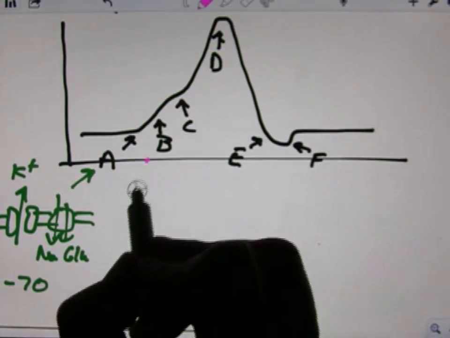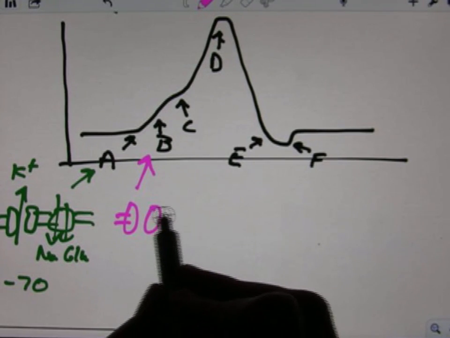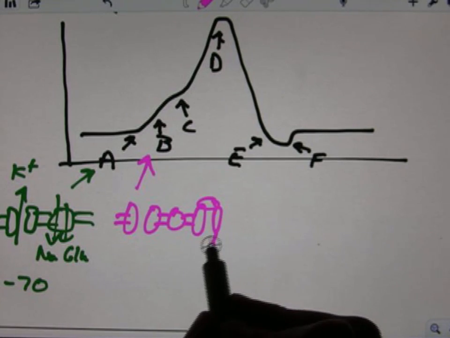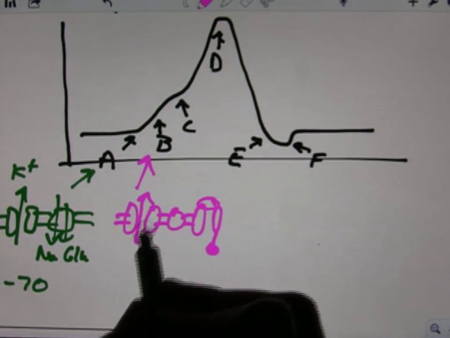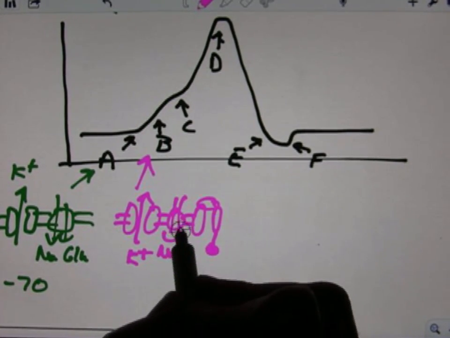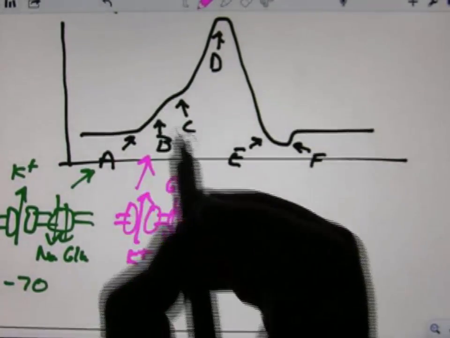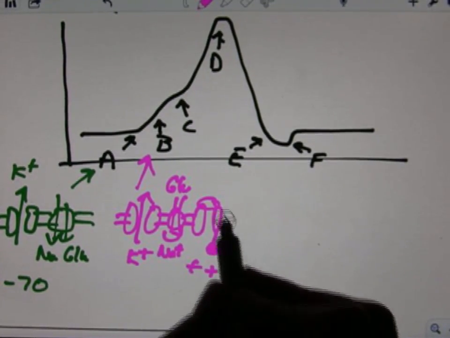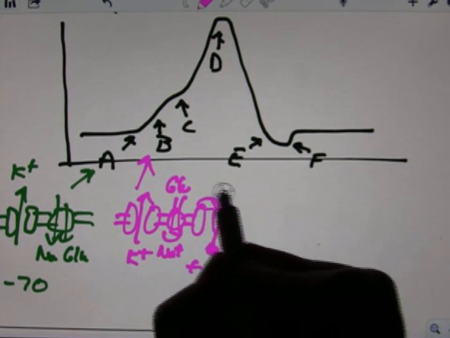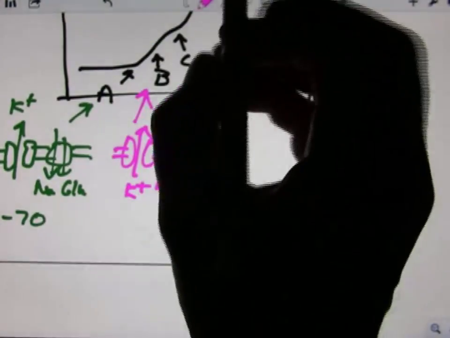At B, we have the same set of potassium leak channels and secondary active transporters. But at B, we're getting some positive charge accumulating from somewhere else in the cell. Okay, and that positive charge is getting closer and closer to popping open this activation gate, but it's not there yet. Okay, what about at C?